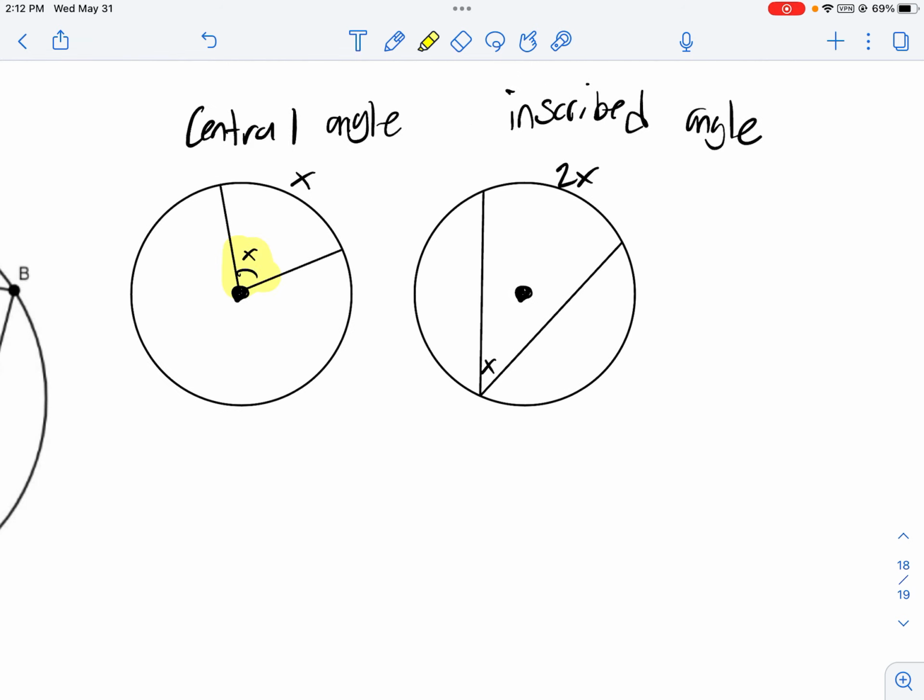Central angle: the angle formed at the center of the circle, and the arc that it creates is equal in measure. So if the arc has a measure of, say, 20 degrees, the central angle is also 20 degrees.